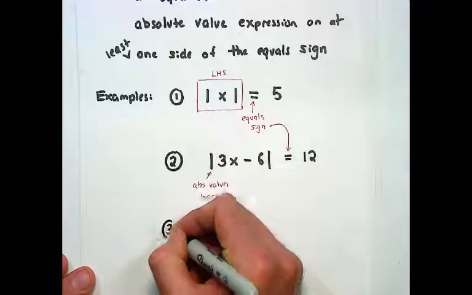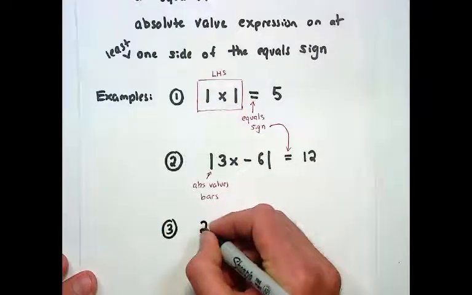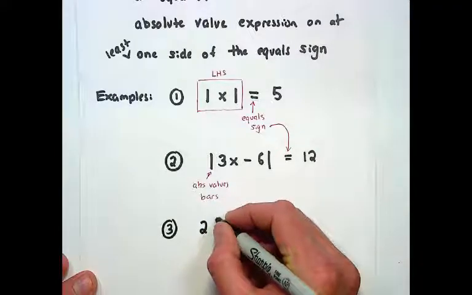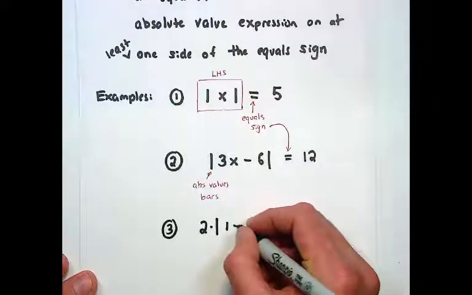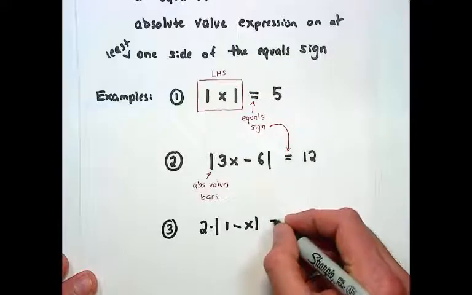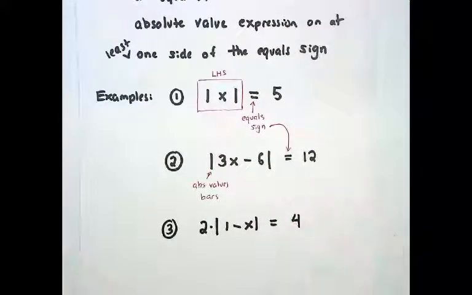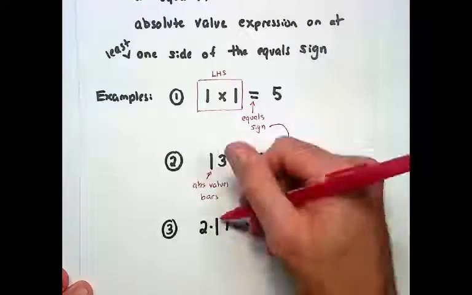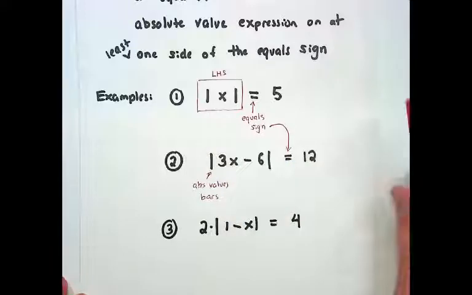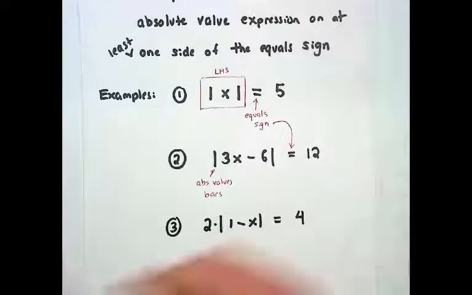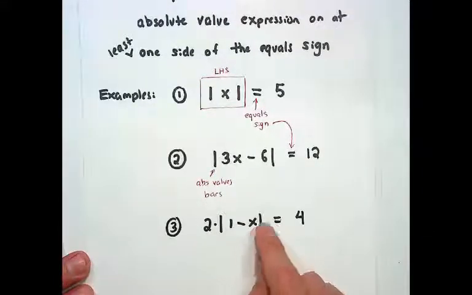Another example of an absolute value equation that might pop out here, perhaps we have 2 times the absolute value of 1 minus x equals 4. We know it's an equation because it has an equal sign. We know it's an absolute value equation because we see the absolute value bars. Basically, absolute value equations include equal signs and bars.